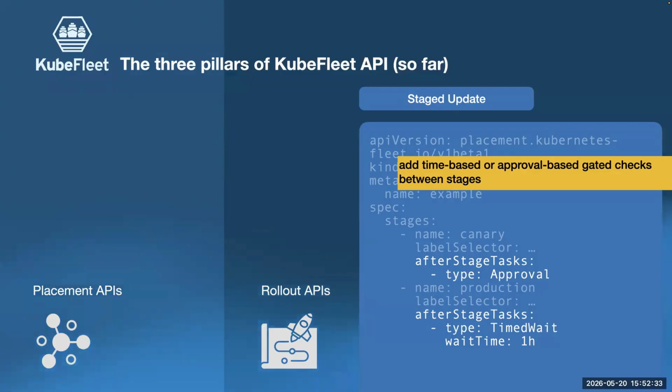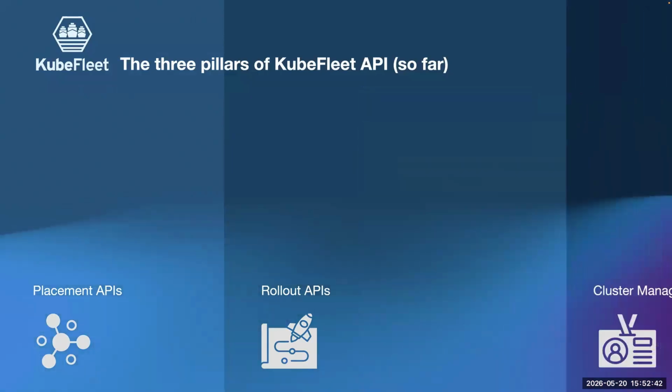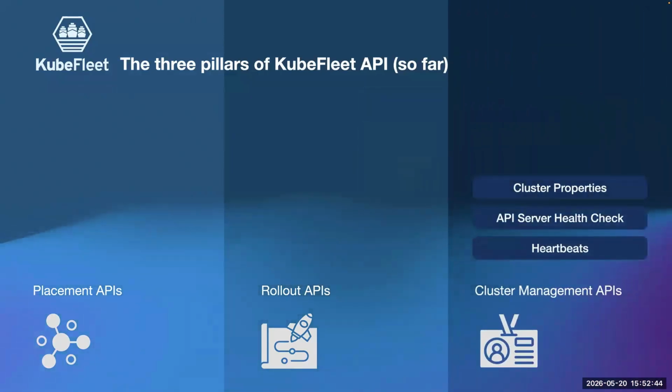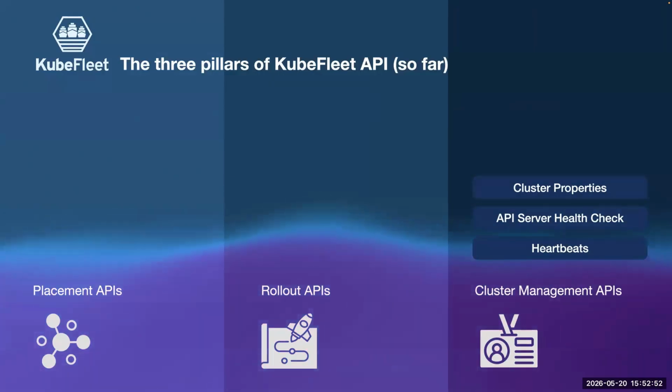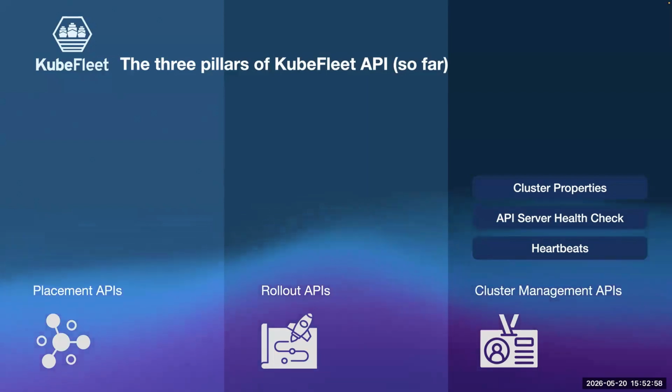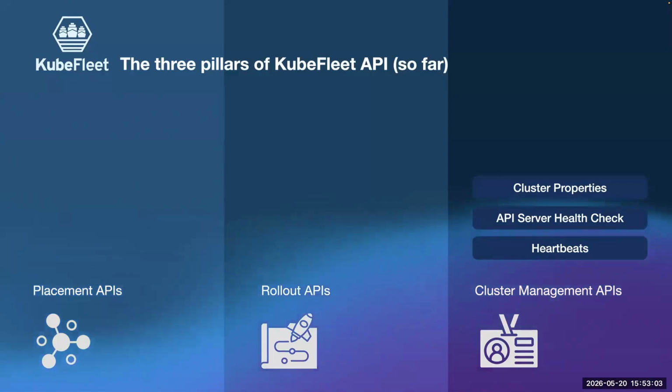You can also add time-based gates. On the screen, it shows that after the production stage, KubeFleet will wait for an hour before moving on to the next stage. So that's the stage update API. And the last pillar of the KubeFleet API will be the cluster management API. In this API, we allow member agents to send heartbeats to the KubeFleet hub cluster, so that developers can know if a member agent is still working as expected. We will also be exposing all kinds of health check information, so people can learn whether their API server is still healthy and ready to work using this API.